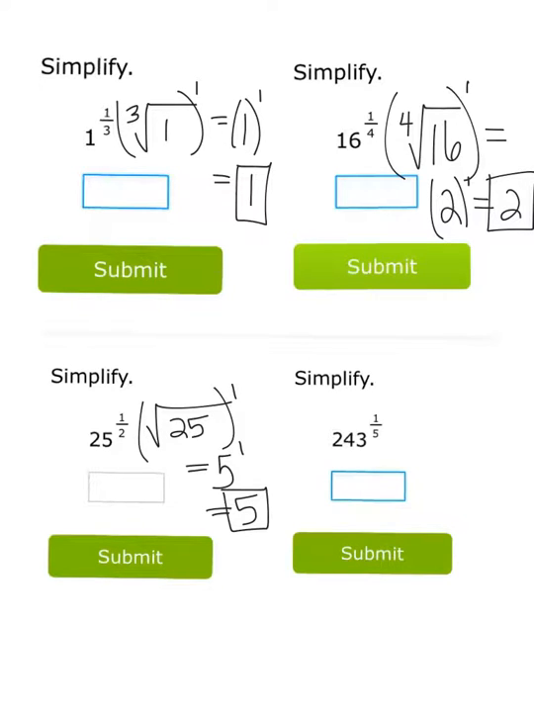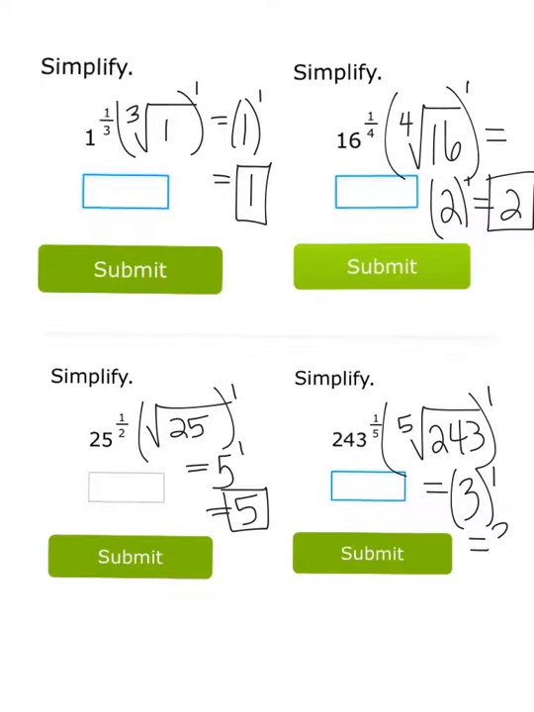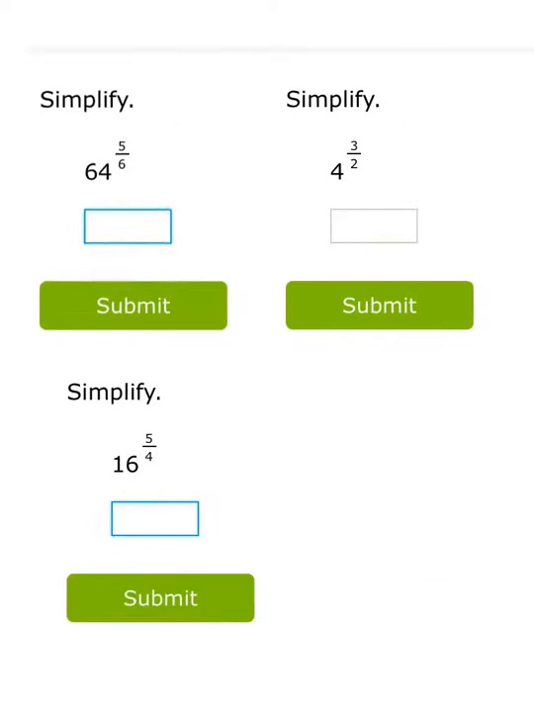All right, last one on this page, I have 243 to the 1/5. So this would be the 5th root of 243 to the first power. I'd have to figure out, well, what do I multiply by itself 5 times to get 243? And that would be 3. So once again, 3 to the first power is just the same thing as 3. Okay, let's do some more examples.